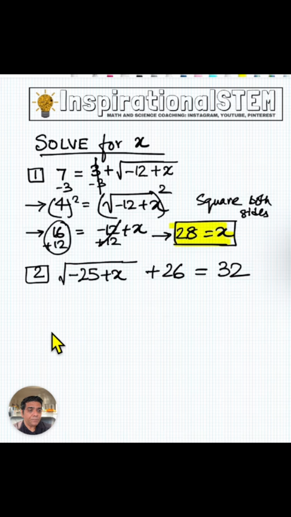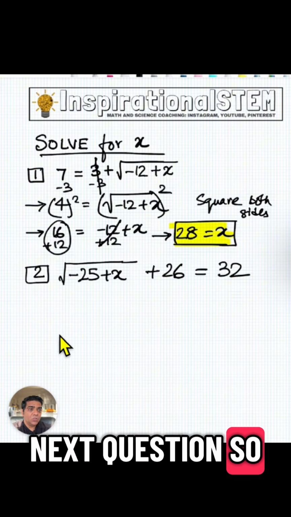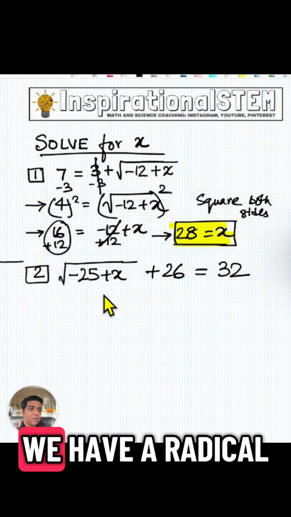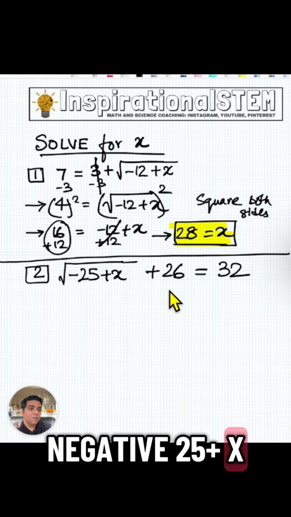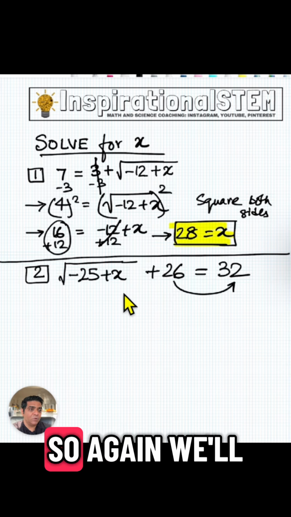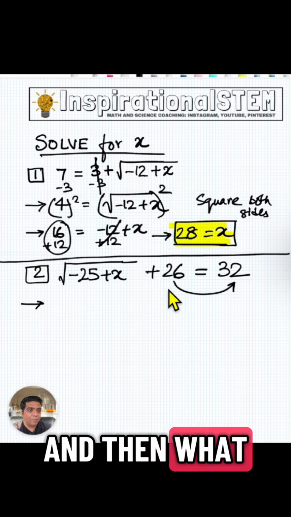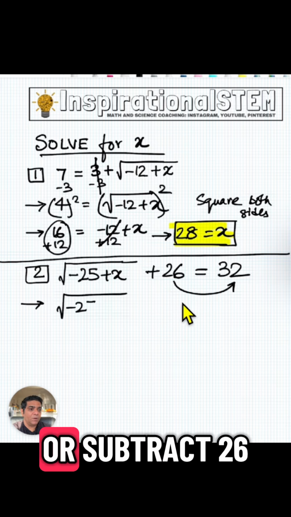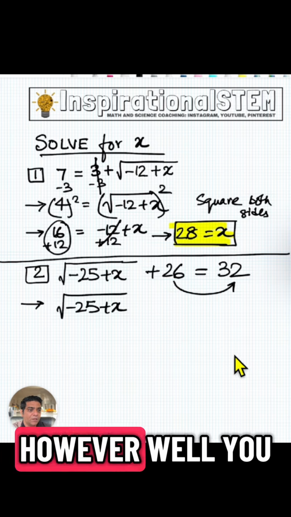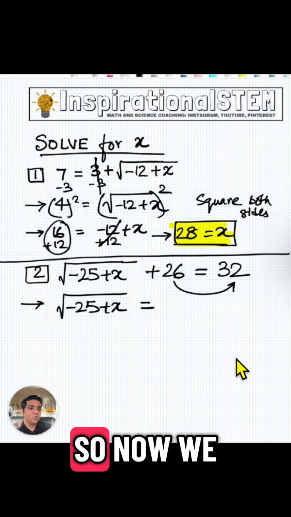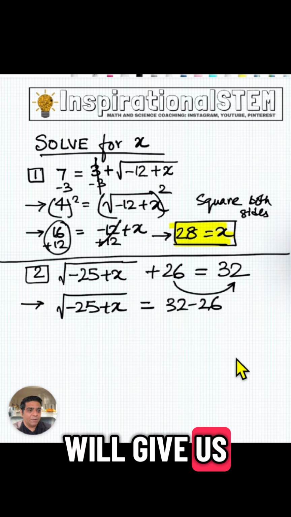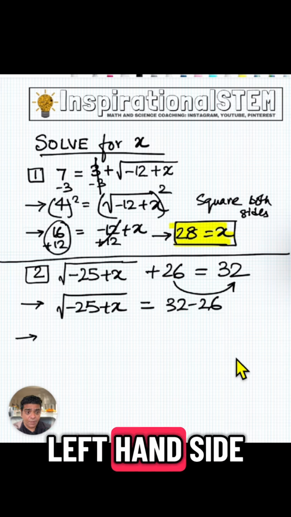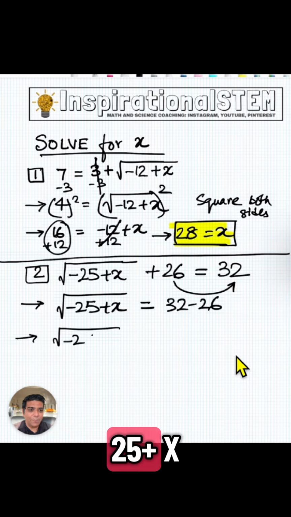All right, next question. In this question, we have the square root of negative 25 plus x, plus 26 equals 32. So again we'll isolate the radical, and what we're going to do is bring the 26 to the other side, or subtract 26 from both sides, however you may want to do that. So now we have 32 minus 26, so that will give us 6 on the right hand side, and on the left hand side we have the radical of negative 25 plus x.